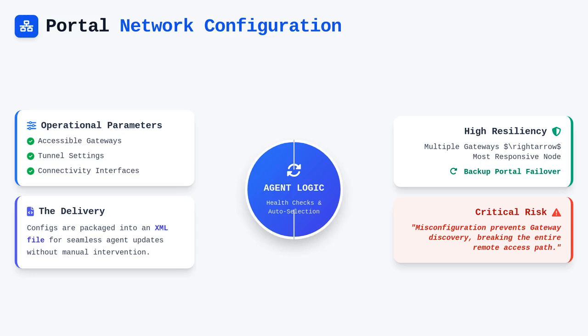By setting up backup portal configurations, you ensure high resiliency for your mobile workforce, providing a failover mechanism if the primary portal becomes unreachable during an outage or maintenance window. These configurations are packaged into an XML file that the agent downloads, effectively updating the client's local logic without requiring manual intervention from the end user.